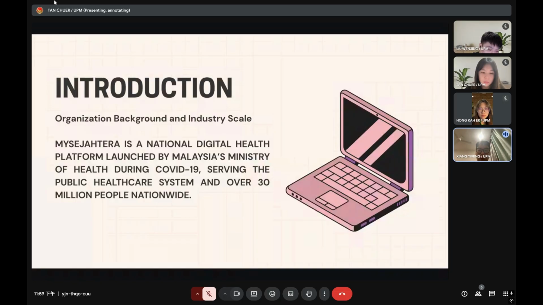In terms of industry scale, MySejahtera operates within the public sector and the government healthcare system and serves the entire Malaysian population with over 30 million users. It represents one of the largest digital health platforms in Malaysia. MySejahtera has also gradually developed into a long-term digital platform that supports public healthcare management and government health services.